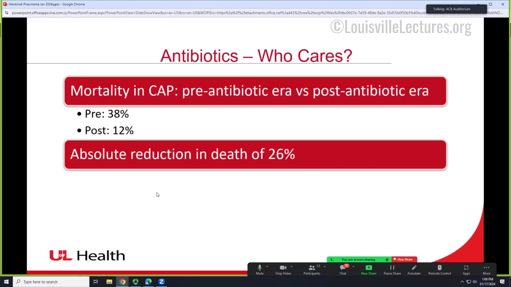But first, who cares, right? Who cares about antibiotics for community-acquired pneumonia? I like to bring this up because pre-antibiotics for CAP, there was an absolute mortality of 38%. People were dying of this thing that we see all of the time now. And after antibiotics were introduced, that absolute reduction in death was 26%, dropped to 12%.